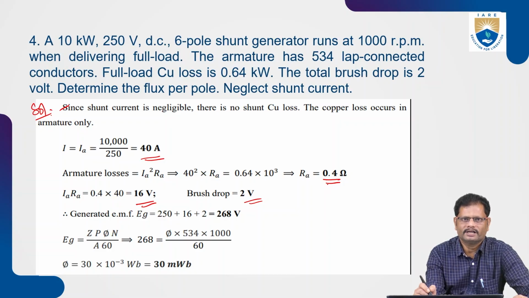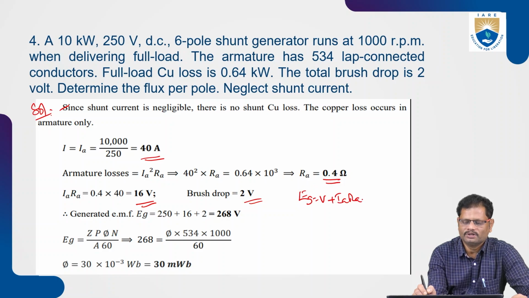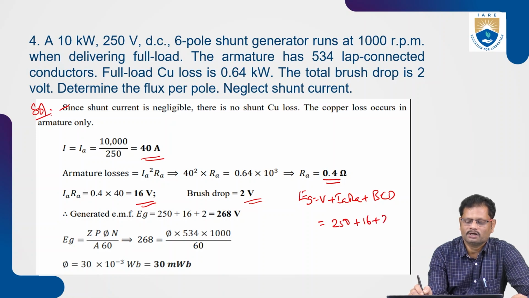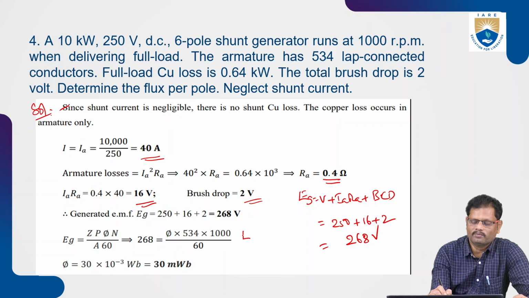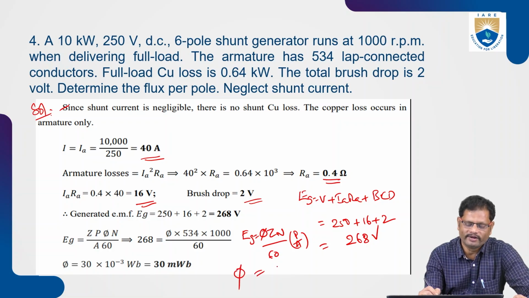And we can calculate the generated EMF: EG equals V plus IA RA plus brush contact voltage drop. Here V equals 250 volts given, and IA RA is 16 volts as we have calculated. The brush voltage drop is already given as 2. So the total is 268 volts, which is EG. And we know the generalized formula EG equals phi Z N by 60 into P by A. So from this, after substituting all the numerical values, we can calculate phi as 30 milliwebers.